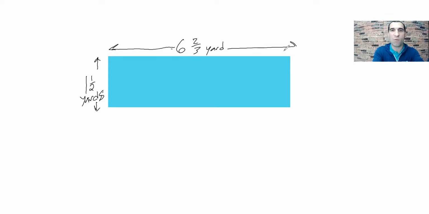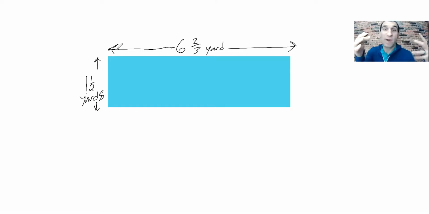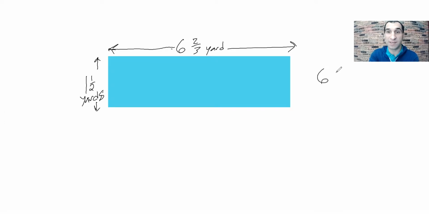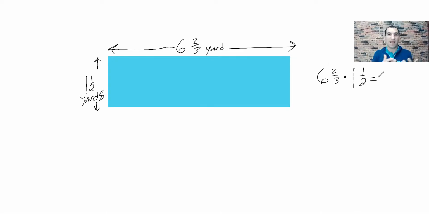And I want to know what my area is, or how many square yards of carpet I need. So my problem, if we look at the standard algorithm, is simply 6 2/3 times 1.5. And so that's going to give me my area.